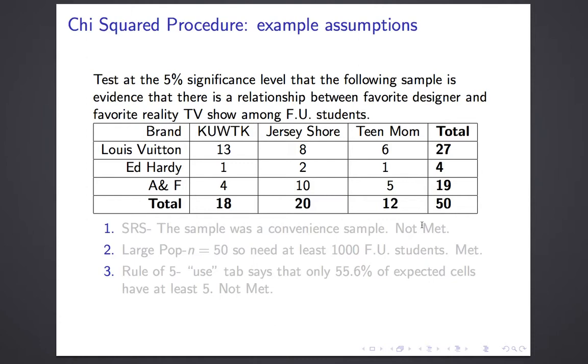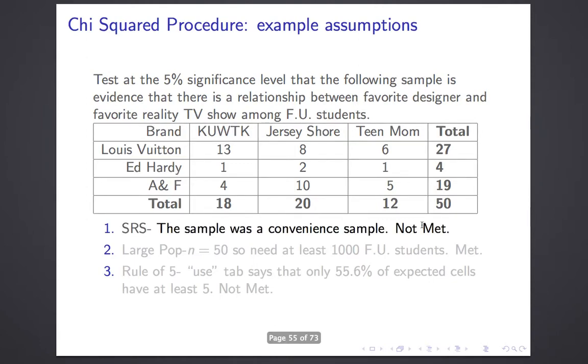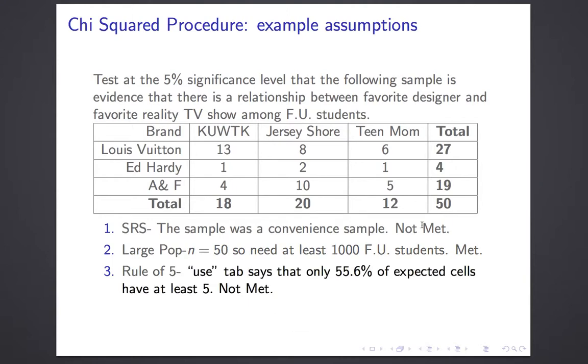Alright, so let's check our assumptions. Simple random sample. It was a convenient sample, so it's not met. Large population. N was 50, so we need there to be at least 1,000 Fairfield U students. No problem. Rule of 5. We just saw that only 55.6% of expected cells have at least 5, so it is not met.